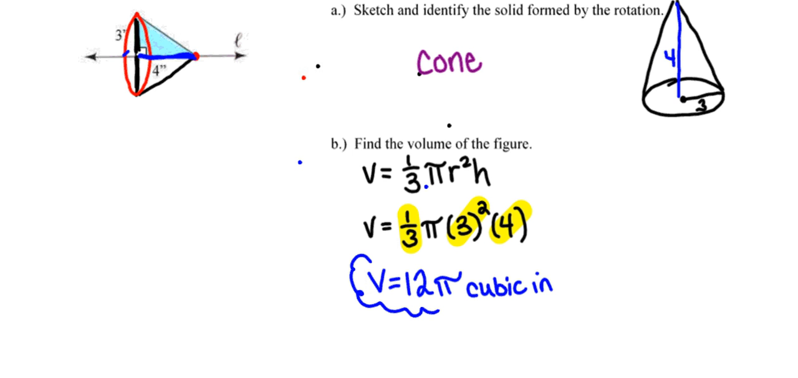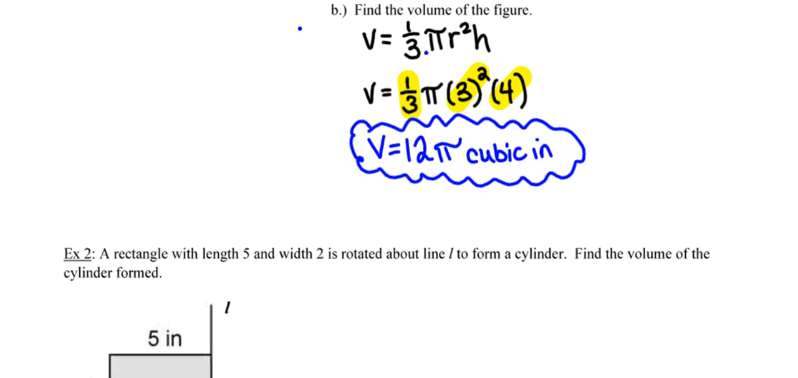Remember, I'm always going to leave that as exact as I can unless I'm told to round to the nearest something, in which case I would plug the pi key into my calculator and I would round appropriately. But in this particular instance, it doesn't say what to round to, and therefore I'm not going to round at all. All right, let's take a look at another one.